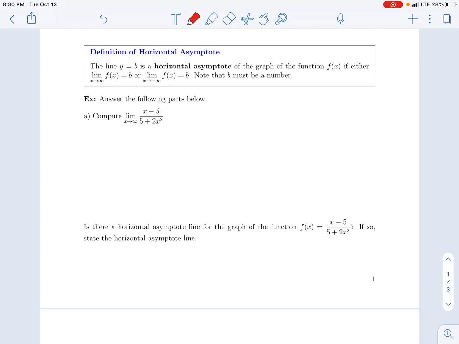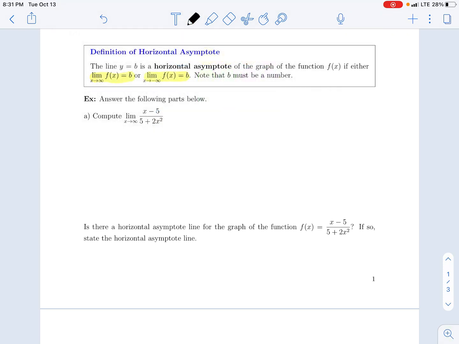Here I'm saying that the line y equals b is a horizontal asymptote of the graph of the function f if either the limit as x approaches infinity of f of x is equal to b, or the limit as x approaches negative infinity of f of x is equal to b. I just want to note that b must be a number. It's not infinity or negative infinity.